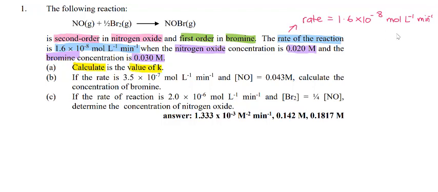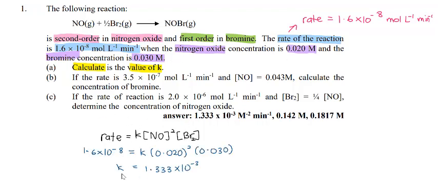Since we have the rate and also the concentration for each reactant with their respective order, we are going to use the rate law equation. Rate is equal to K, concentration of nitrogen oxide to the power of 2, concentration of bromine to the power of 1, since here we have second order and here we have first order. To calculate the value of K, we substitute the information from the question into the rate law, and then you will get the value of K.